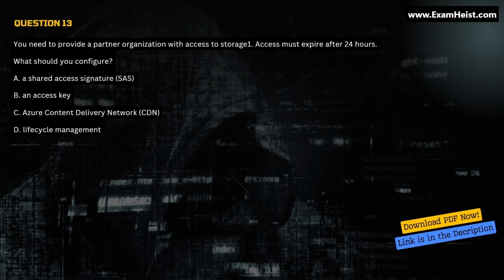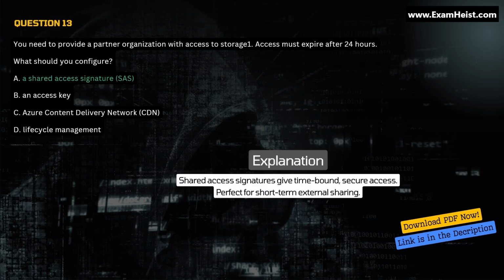Question 13. You need to provide a partner organization with access to storage 1. Access must expire after 24 hours. What should you configure? A. A shared access signature, SAS. B. An access key. C. Azure Content Delivery Network, CDN. D. Lifecycle management. Correct answer is A. Explanation. Shared access signatures give time-bound, secure access. Perfect for short-term external sharing.